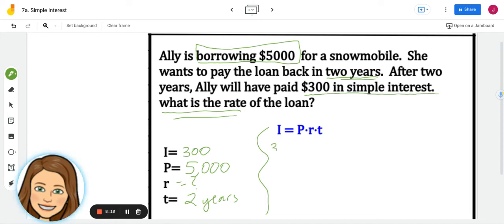So this time we do know I. 300 goes where I is. P is 5,000 times, we don't know R, so just put the R there, and T is 2 years. All right. Bring down the 300 and the equal sign. What's 5,000 times 2? Use a calculator or not? Hopefully not. 5 times 2 is 10. And then just put those 3 zeros back on. And 10,000 times R is 10,000 R.